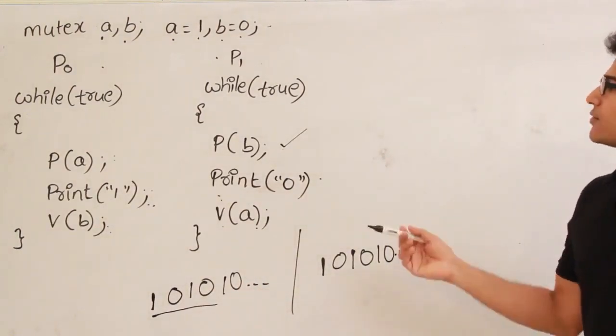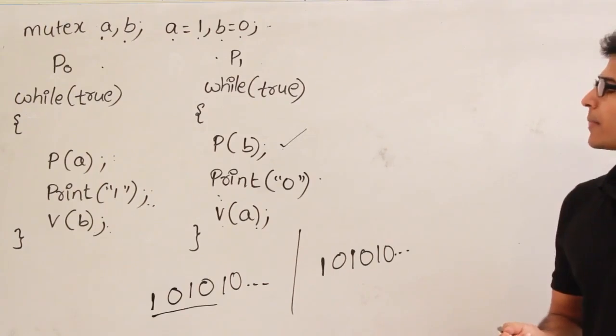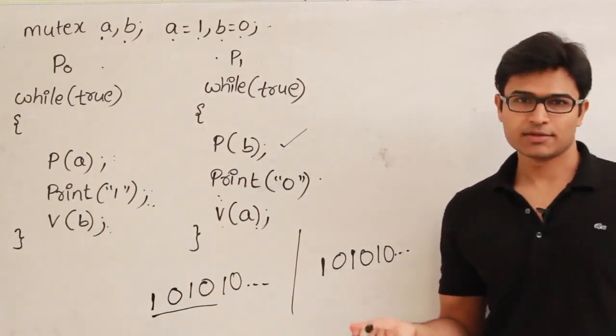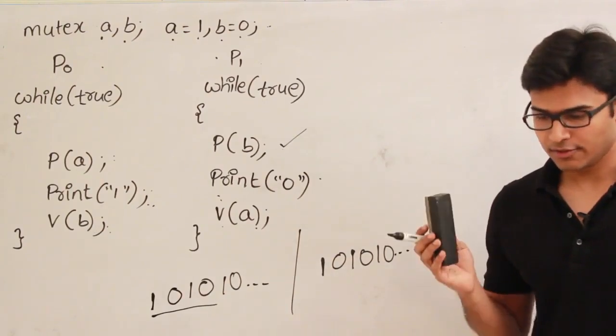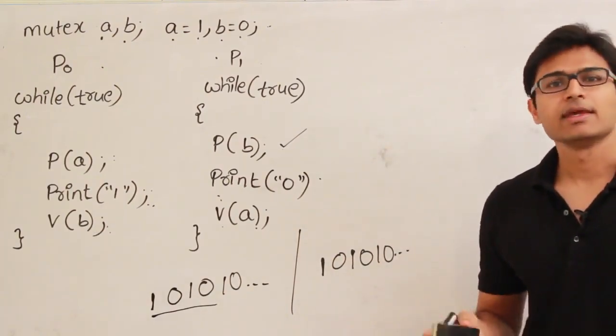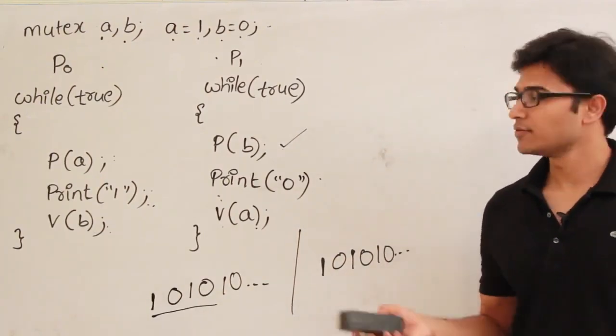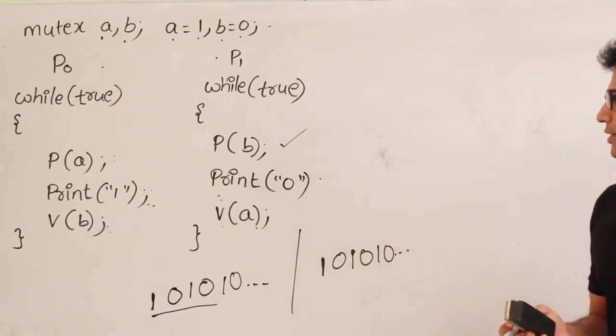Got it? So this is one of the advantages. You are not just using it for mutual exclusion. You are even trying to control the way in which the statements get executed. This is one more advantage of mutexes. Okay.